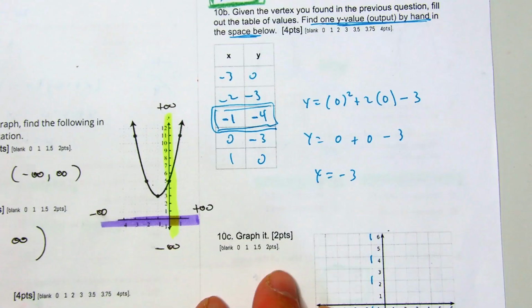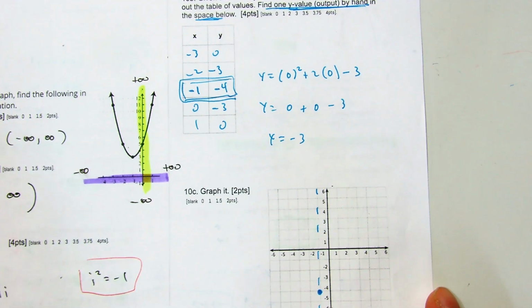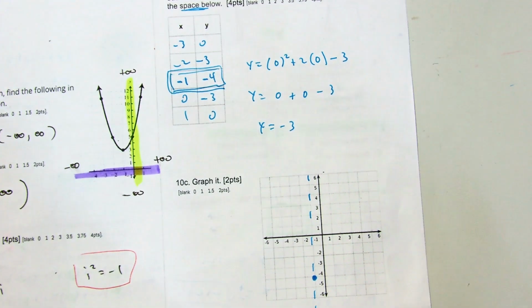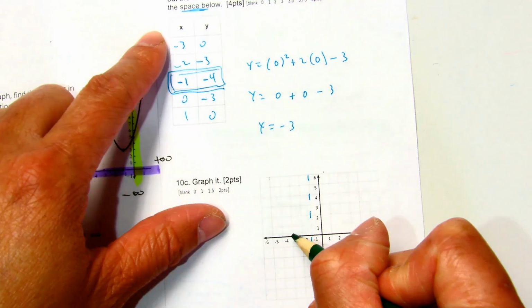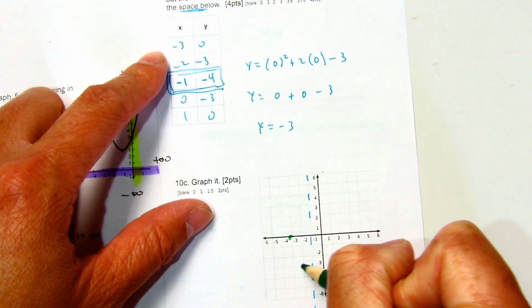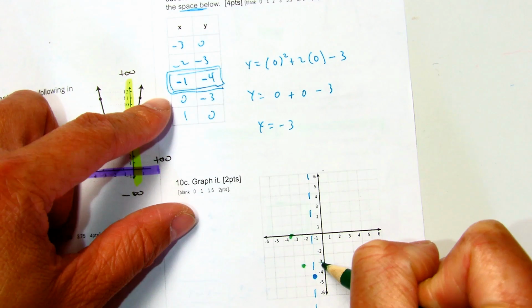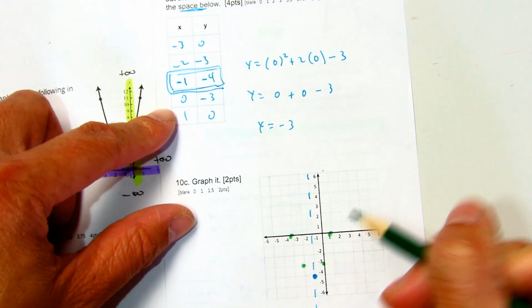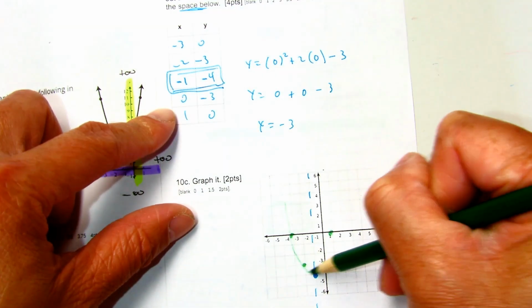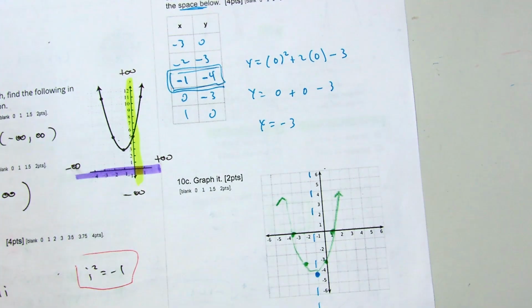Alright, let's go ahead and graph these ordered pairs now. Negative 3, 0. Negative 2, negative 3. Negative 1, negative 4. We have that. 0, negative 3. And 1, 0. Okay? Hopefully that was helpful.